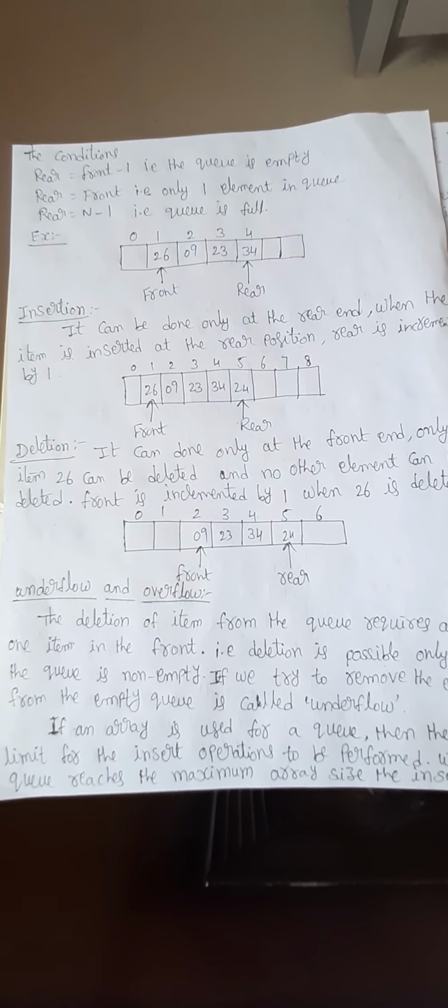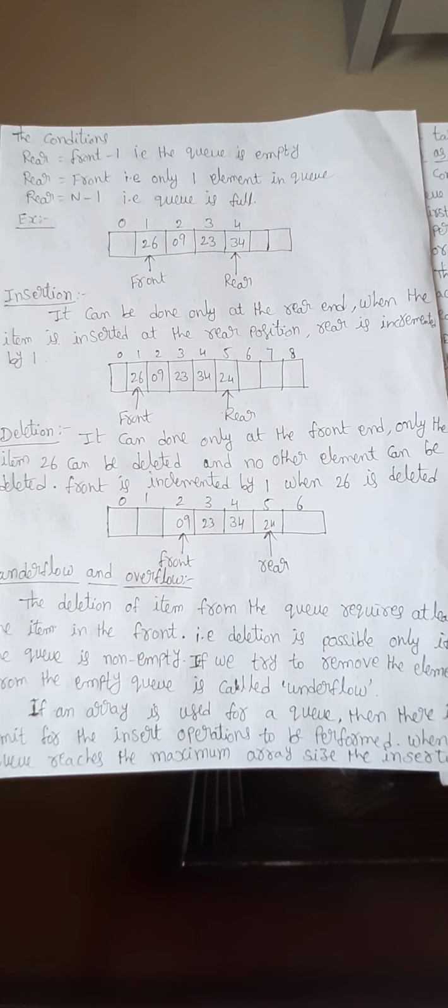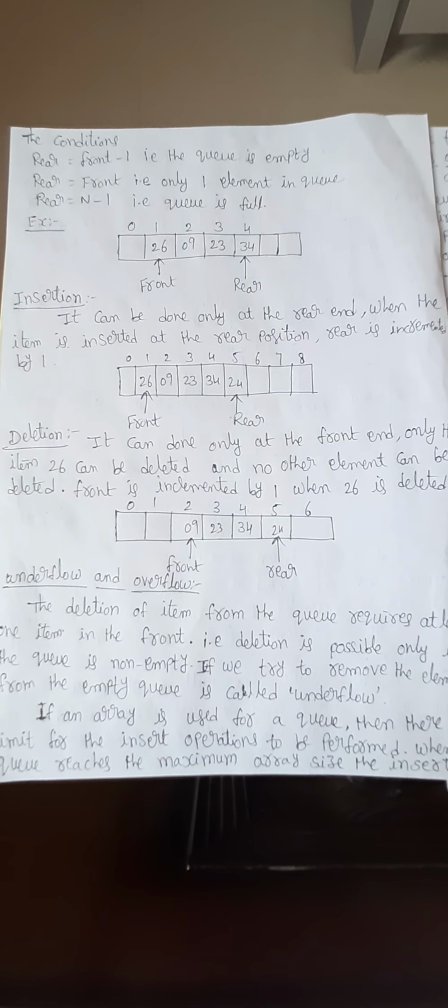And see here the conditions. The first condition is, if rear equals front -1, then the queue is empty. And if rear equals front, it contains only one element, that is, both are located in the 0th position. Whereas if rear value equals n-1, for example the queue that we have defined has 5 elements and it contains all the 5 elements, then the queue is full.